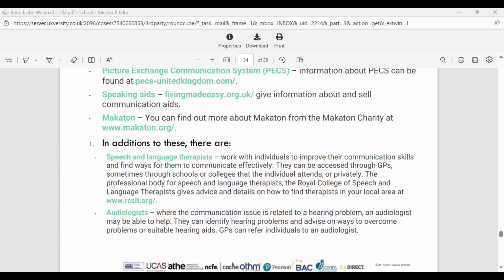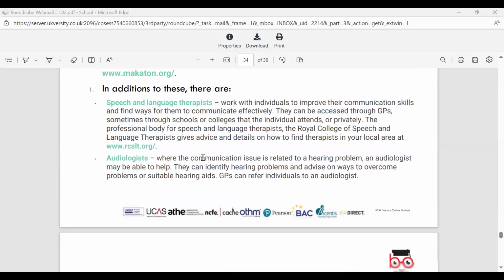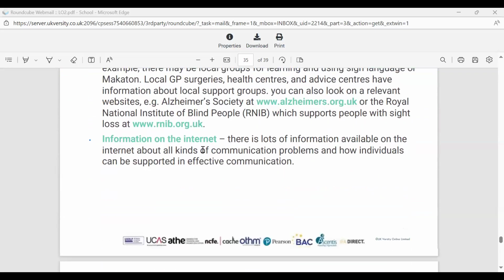If they have issues with school, it might be children where they've got speech therapists that they need for language. If they're not able to talk, they are referred by their GP, and the language therapist is used for that. Audiologists are people related to hearing problems, and they can identify that through the GP.